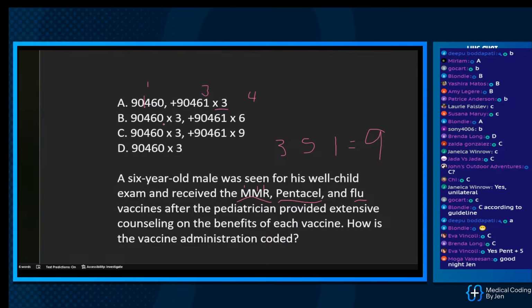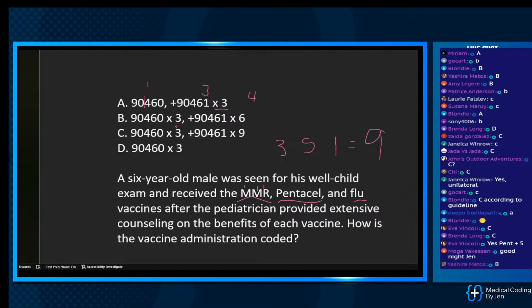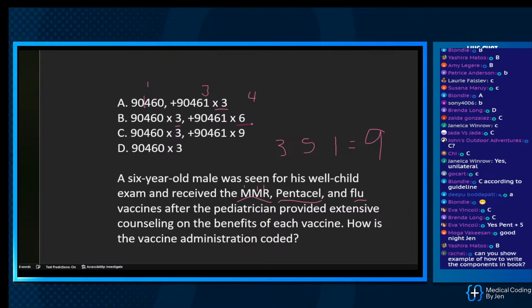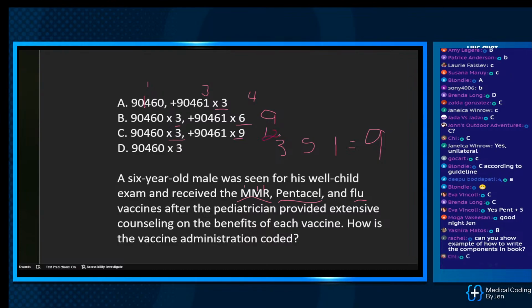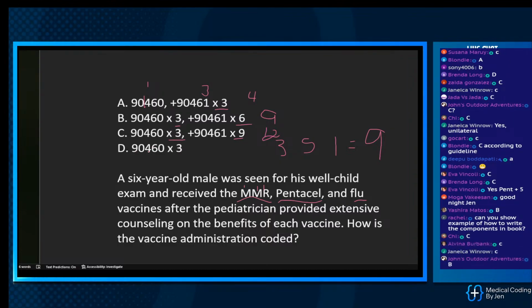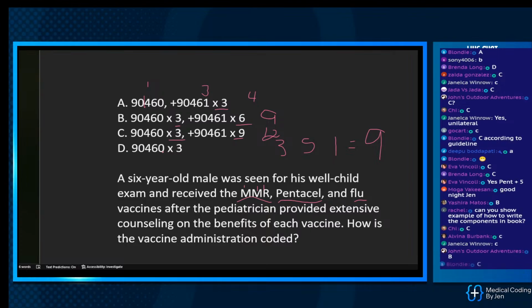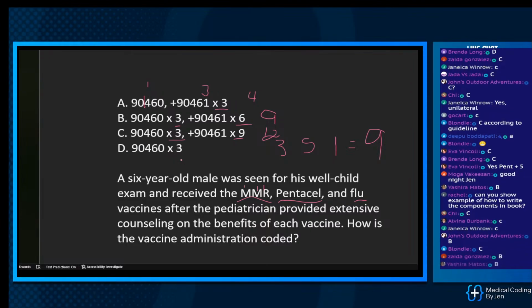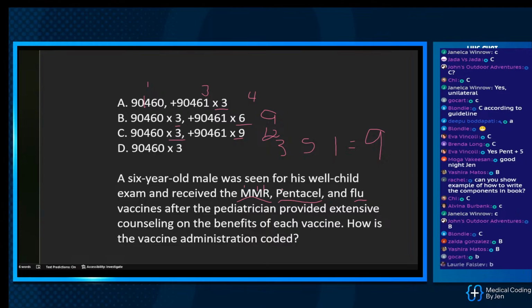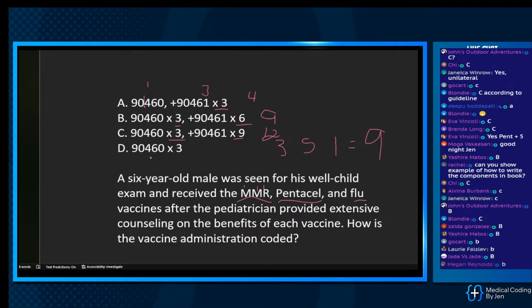If B was the answer, the 3 plus the 6 equals 9. If C was the answer, it would equal 12. And if it was 60, it would technically not be 3 components, but technically it would be each one of these vaccines only had 1 component in them.